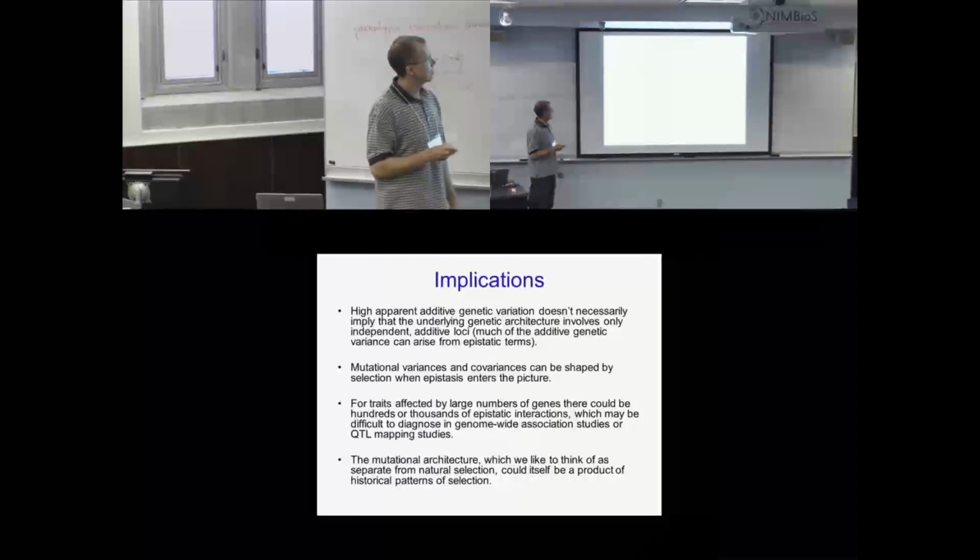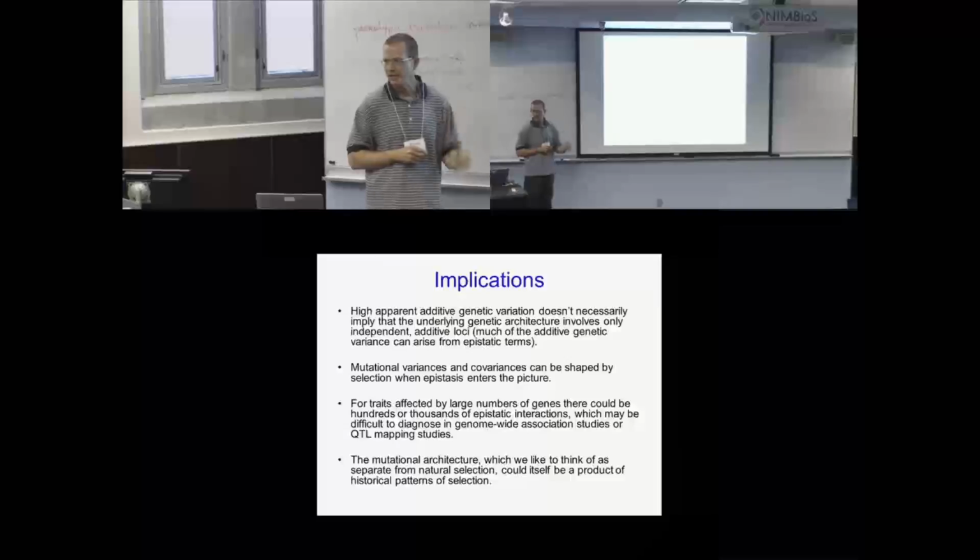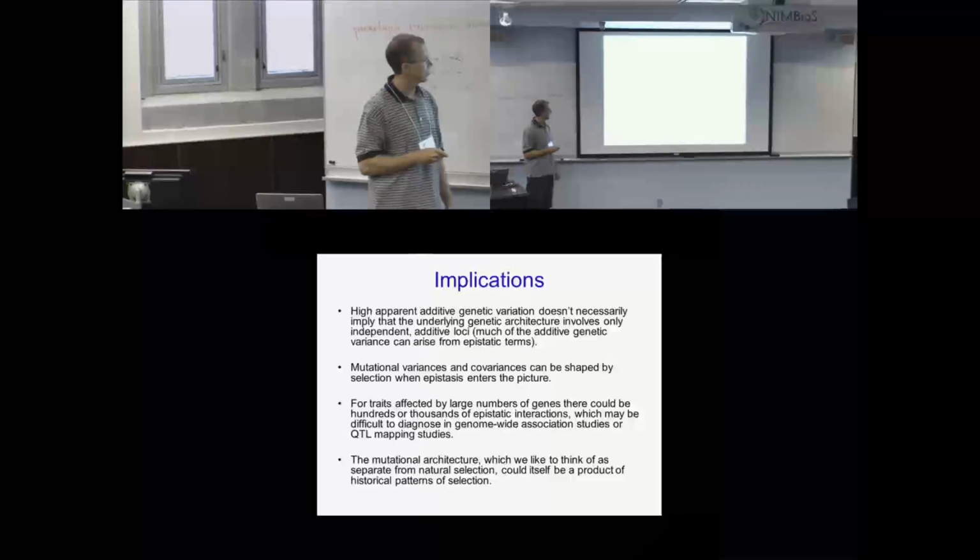Mutational variances and covariances can be shaped by selection when epistasis enters the picture. For traits affected by large numbers of genes, there could be a mind-bogglingly huge number of these epistatic coefficients if epistasis works anything like this multilinear model. And if that's true, then it could be very, very difficult to find these interaction effects in actual genome-wide association studies or QTL mapping studies.